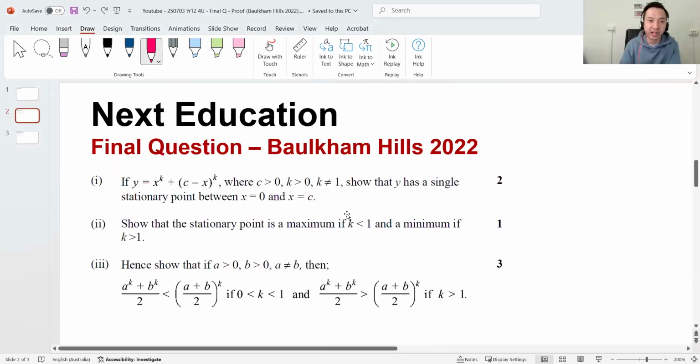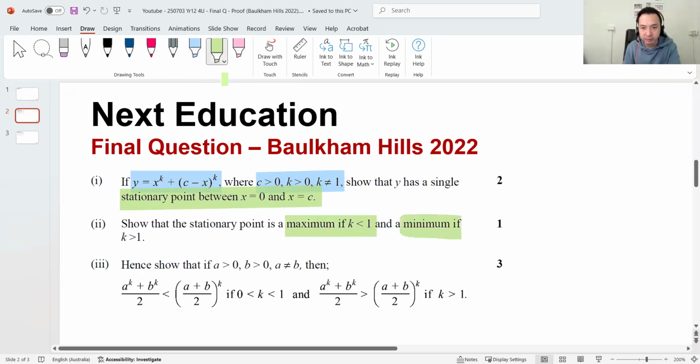Final question, Baulkham Hills. Let's have a read. So, if that function where c is positive and k doesn't equal 0, show that y has a single stationary point between x equals 0 and c, 2 marks. Show that the stationary point is a maximum if that, and a minimum if this; green is what I have to prove, right? Blue is the fact, normally when I highlight. And then last but not least, show that that equals that same expression.